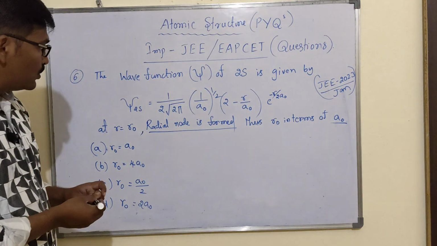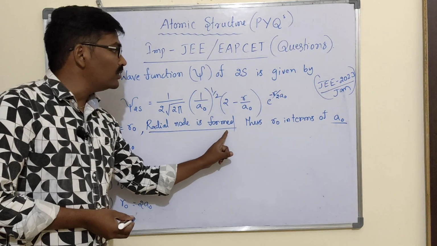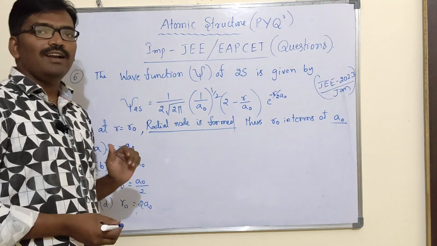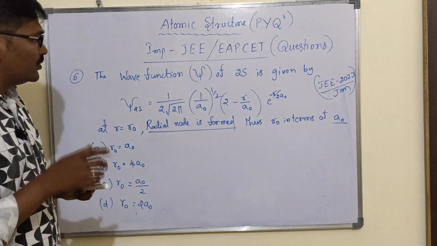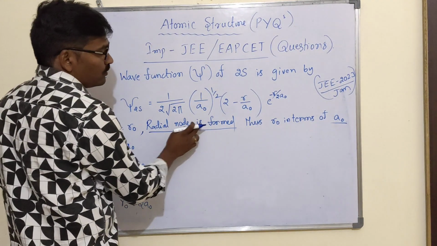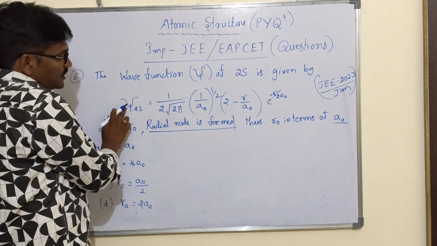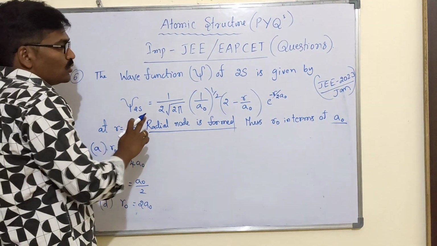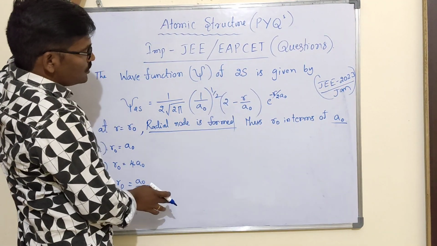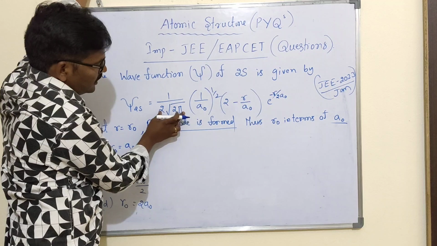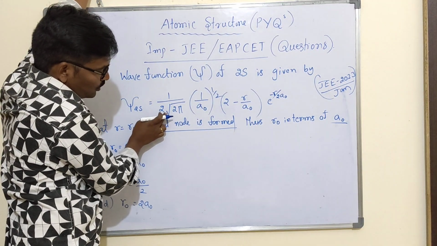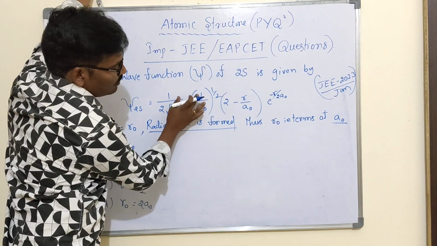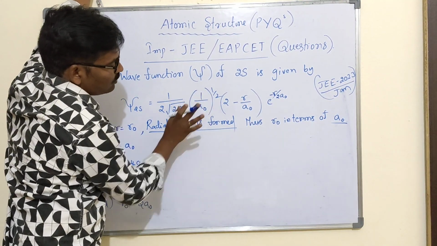So what is r naught, the radial node form, in terms of a naught? That was the question. Observe this: when a radial node forms, the total value of psi must be 0. There are 4 terms here. Term number 1 is 1 divided by 2 into root 2 pi. Term number 2 is 1 by a naught whole power 1 by 2.